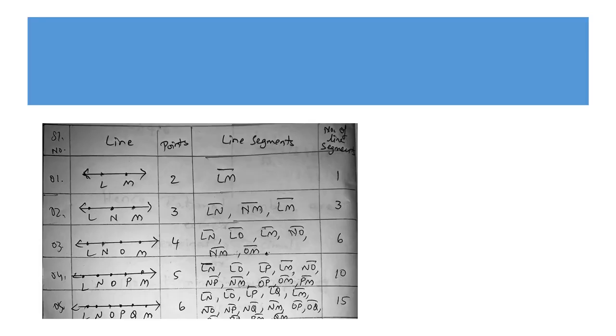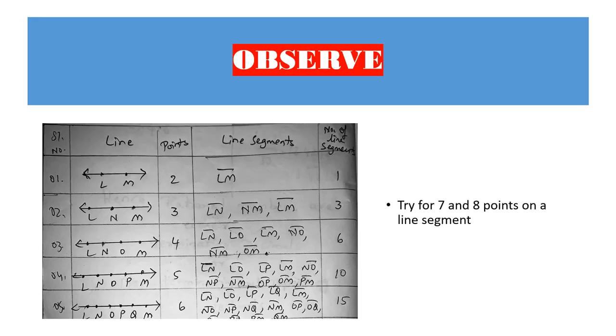Observe a relationship between points on a line and the number of line segments we obtain from the line. If there are 2 points on a line, namely L and M, we get one line segment LM. If there are 3 points on the line L, N, M, we get 3 line segments LN, NM, LM. If there are 4 points on the line L, N, O, M, we get 6 line segments, namely LN, LO, LM, NO, NM, OM. Proceeding thus, if there are 5 points on the line, we get 10 line segments, and if there are 6 points on the line, we get 15 line segments. Try the same for 7 and 8 points on a line segment.